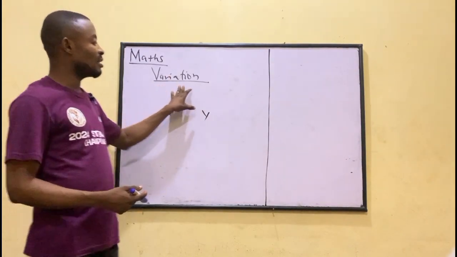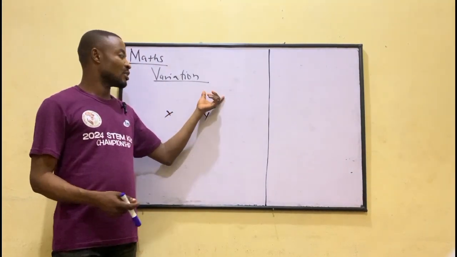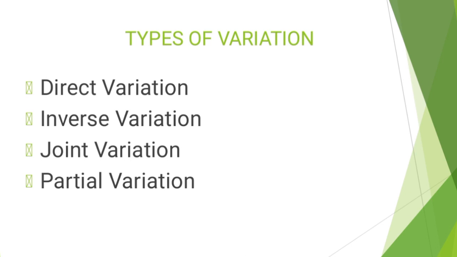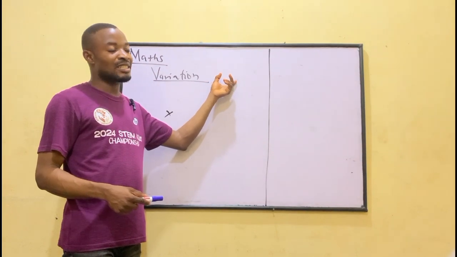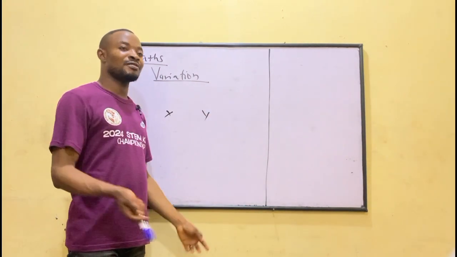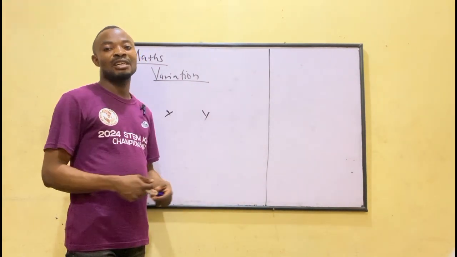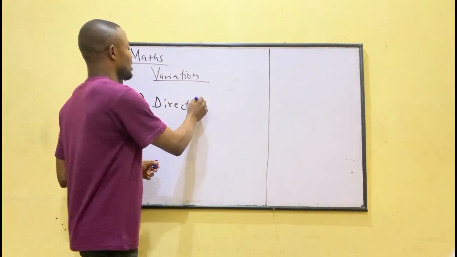So basically, when we talk about variation, there are four types of variation at O level. We have direct variation, inverse variation, joint variation, and partial variation. This class is specifically for students in junior secondary school, so we won't be touching partial variation. Our concentration in this class would be on the first one, direct variation, the second one, inverse variation, and lastly, joint variation. Let me start from the first one, direct variation.